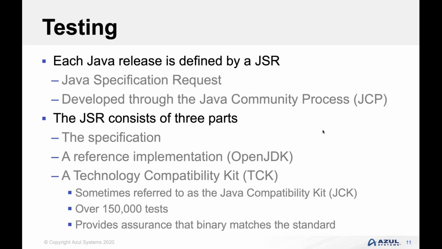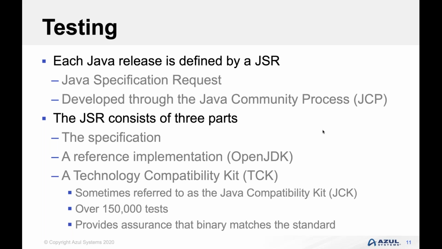And then the third part of the JSR is what's called the Technology Compatibility Kit, or TCK. This is sometimes referred to as the Java Compatibility Kit, or JCK, and that consists of over 150,000 tests which can be used to verify that a binary distribution created of OpenJDK, because that's a reference implementation, or another implementation of Java, passes all of those tests in order to say that it does conform to the specification.